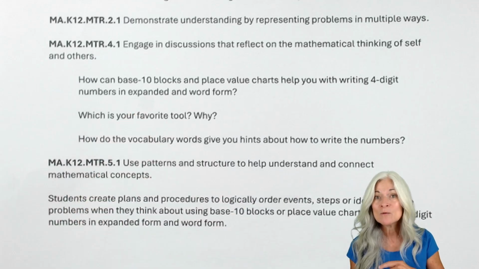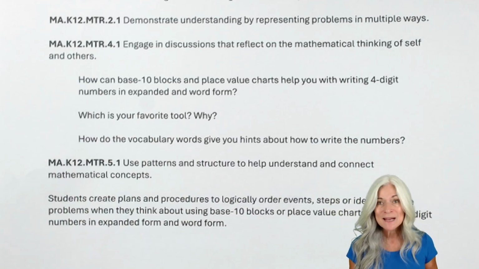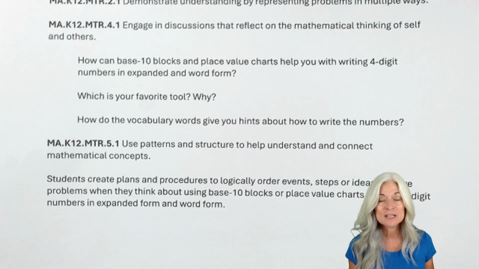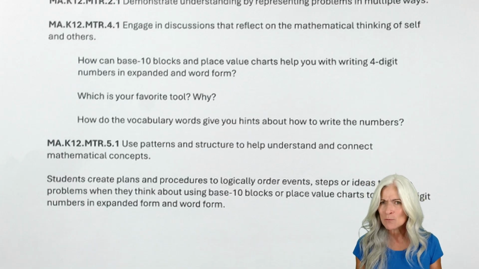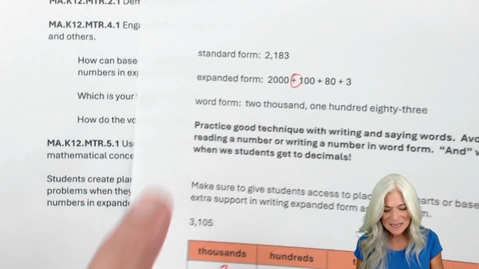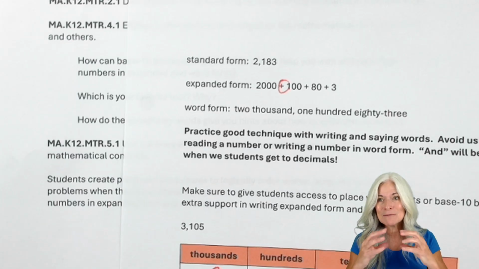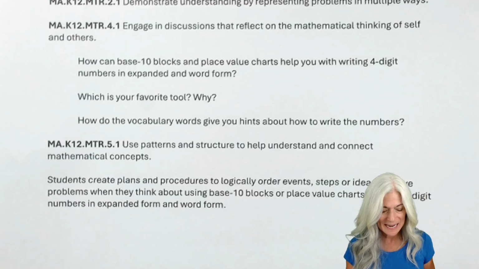MTR 4.1, engage in discussions that reflect the mathematical thinking of self and others. Some questions you might have, like how can base 10 blocks and place value chart help you with writing 4-digit numbers in expanded and word form? What's your favorite tool? Why? How do the vocabulary words give you hints about how to write the number? When I'm thinking about expanded, I get students thinking, oh, well, we're expanding it. When I'm thinking about word form, so that's a fun question to ask.